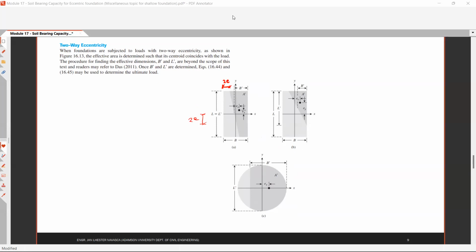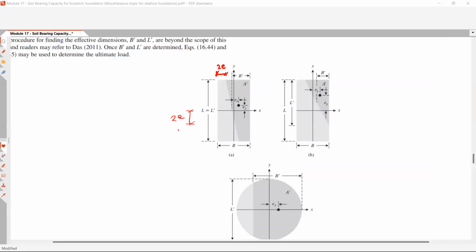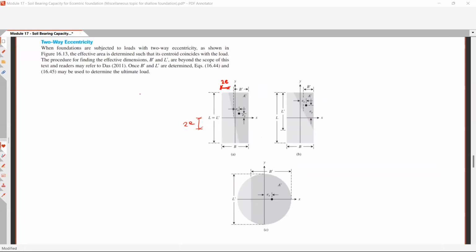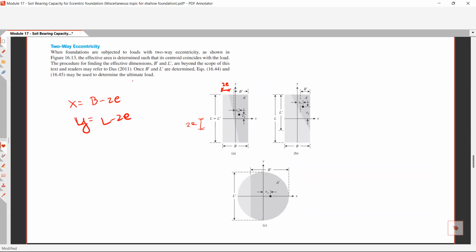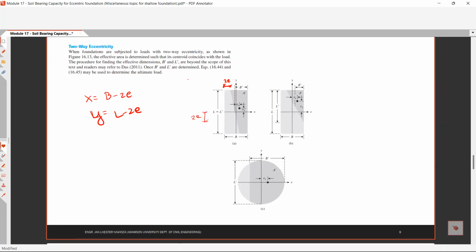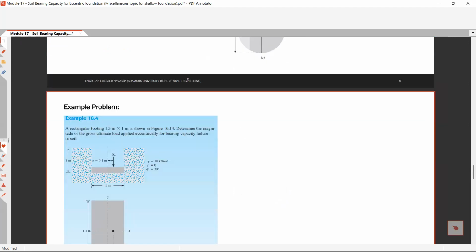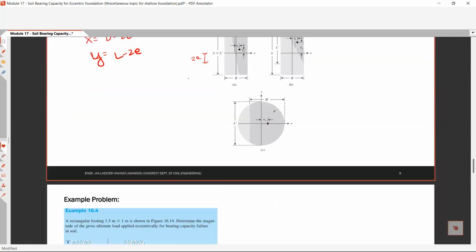Yes po. Okay. So, ayun yung anyong equation. So, just solve for x equals to b minus 2e, and yung L is, or yung y is L minus 2e. Always ganyan. So, you just solve for this one. Okay.